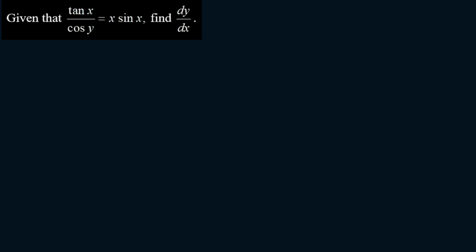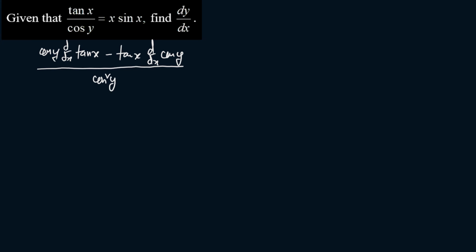So let me apply. First we need to write cos y, then dy by dx of tan x, this is the quotient rule, minus tan x dy by dx of cos y divided by cos square y, and on the right side it is x dy by dx of sin x plus sin x into dy by dx of x.